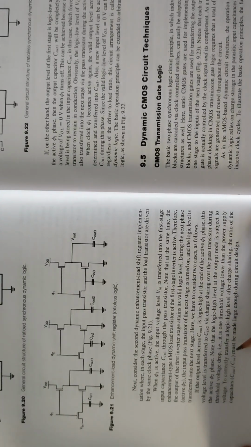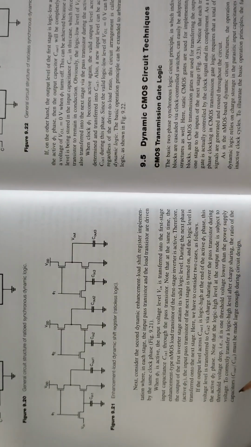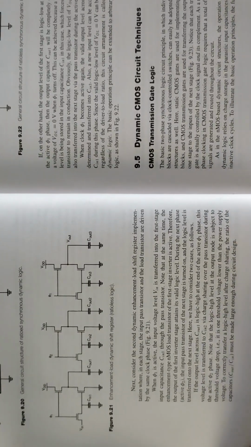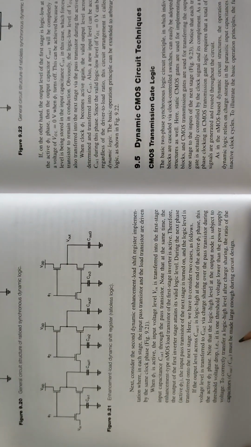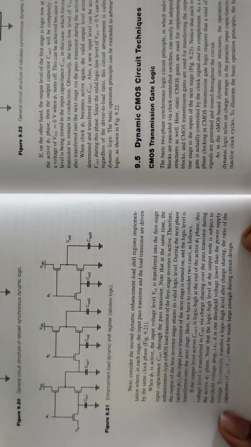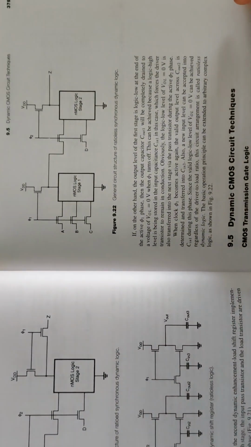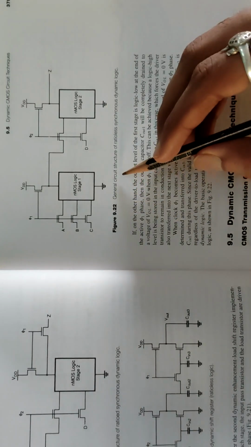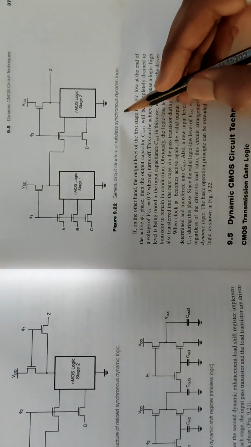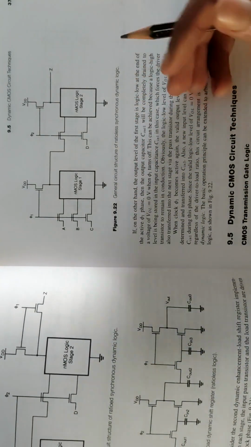To correctly transfer a logic high level after charge sharing, the ratio of capacitors Cout to Cin must be made large enough during circuit design. Here in this figure, it is the general circuit structure of ratioless synchronous dynamic logic.